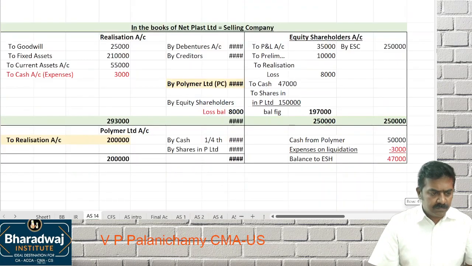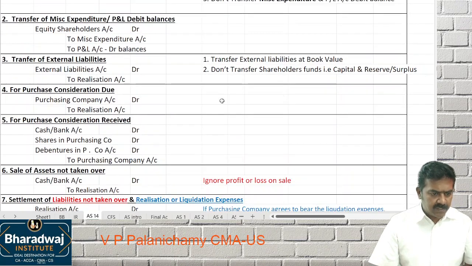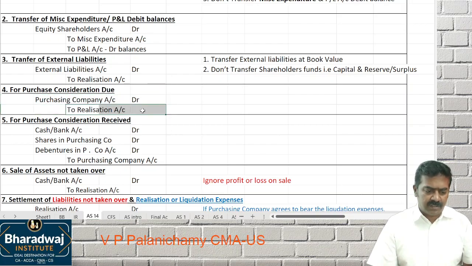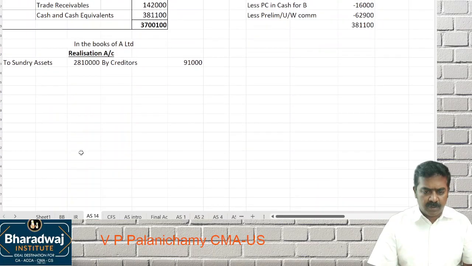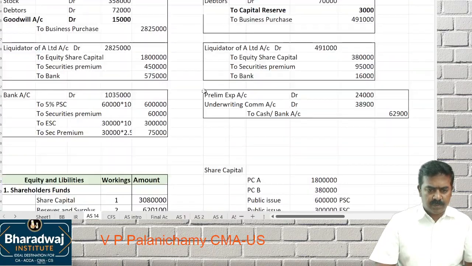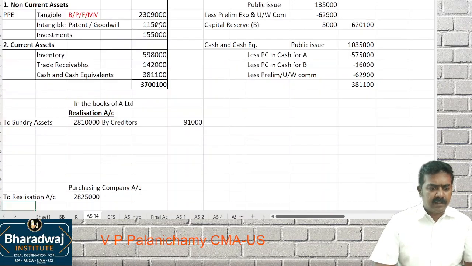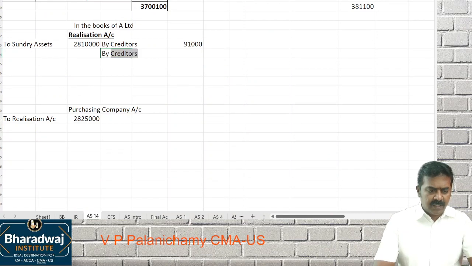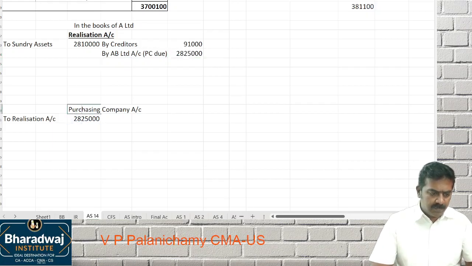Next. For purchase consideration due, purchasing company account data to which account? Realization account. The purchasing company has to pay towards realization. Whatever we receive, we'll record in the purchasing company account. So in the question, we'll prepare the purchasing company account. Realization account. Purchase consideration is a lump sum of 28 lakh 25,000. Then in the realization it will come as by A Limited account, for the purchase consideration due, 28 lakh 25,000. So the purchasing company account is nothing but A Limited account.